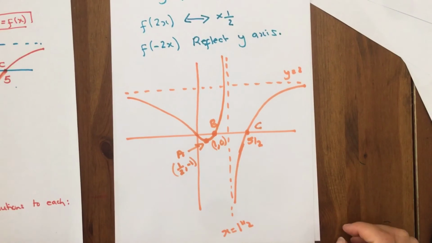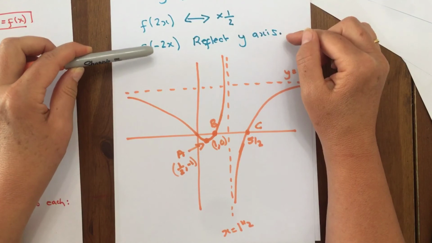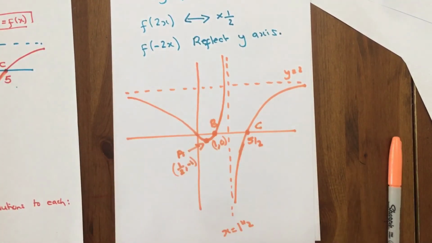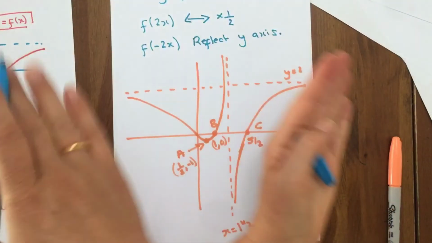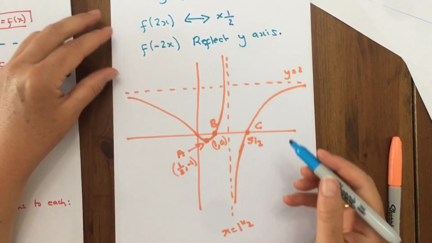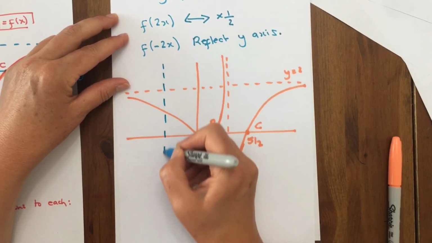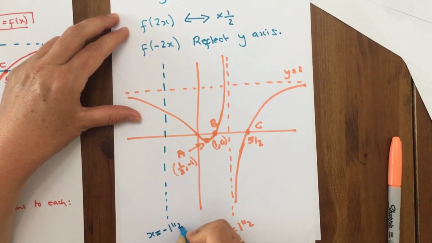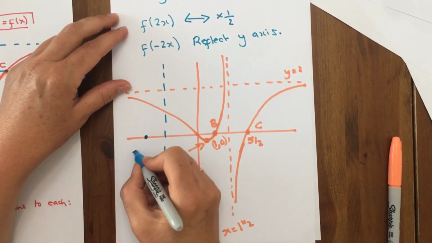Yep. Right, now what happens is I've now got to reflect all of this on the y-axis. Okay. So I'm just going to try and do this on the same graph but in a different colour. So everything is now flipped on the y-axis. So my y-asymptote will stay where it is, because when it's flipped it just stays the same. My x-asymptote will flip to x equals minus 1.5. C will flip to minus 5 over 2.